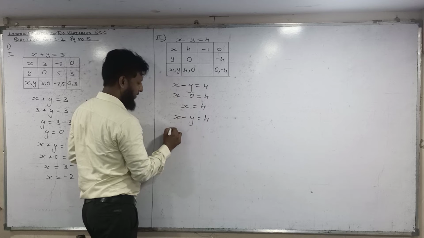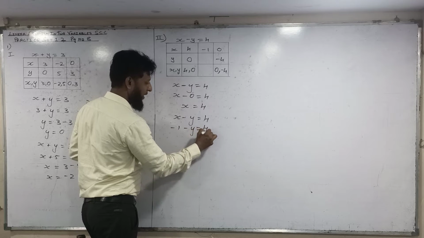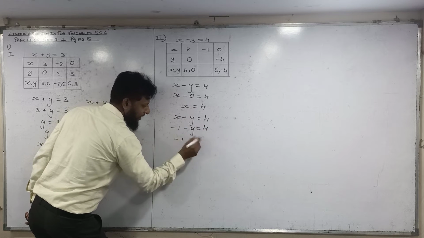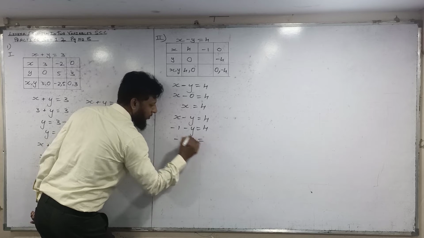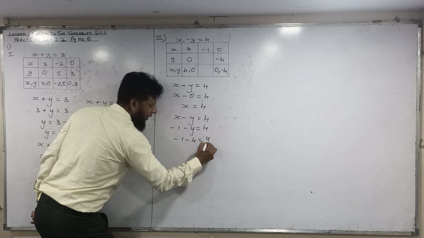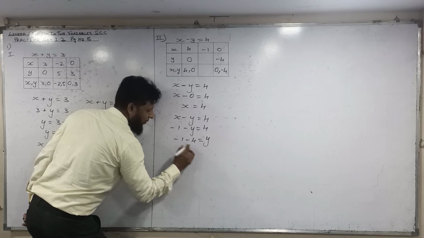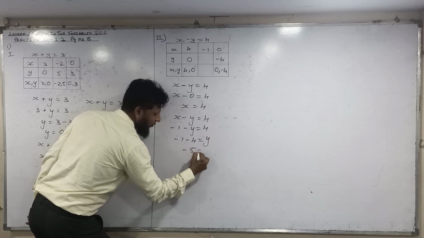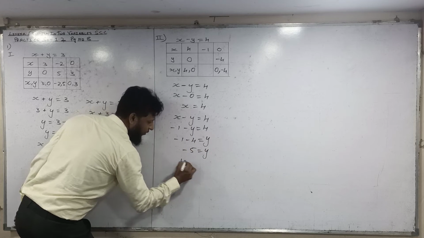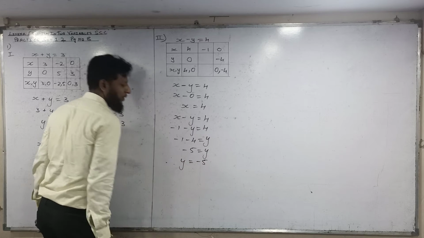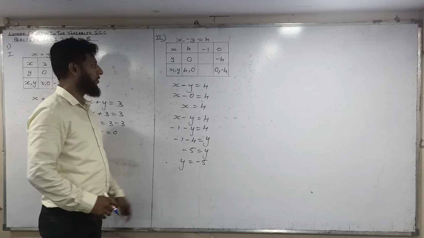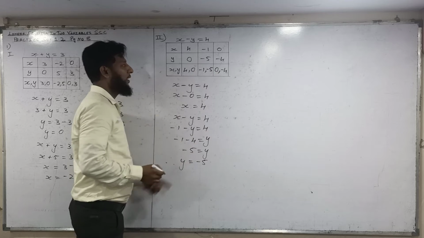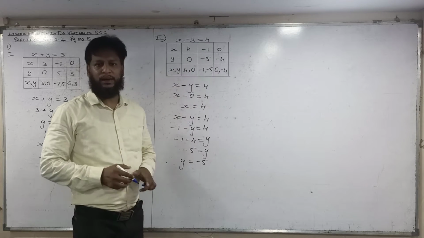Again write the equation x minus y is equal to 4. Here the value of x is given as minus 1, minus y as it is, 4 as it is. Now minus 1 stays, take plus 4 to the left hand side, from right to left, plus 4 becomes minus 4, and minus y goes to the right hand side as plus y. Therefore y is equal to minus 1 minus 4, which is minus 5. So the value of y is minus 5. Here you have to write the x and y value, minus 1 and minus 5. In this third one, both values of x and y are given.